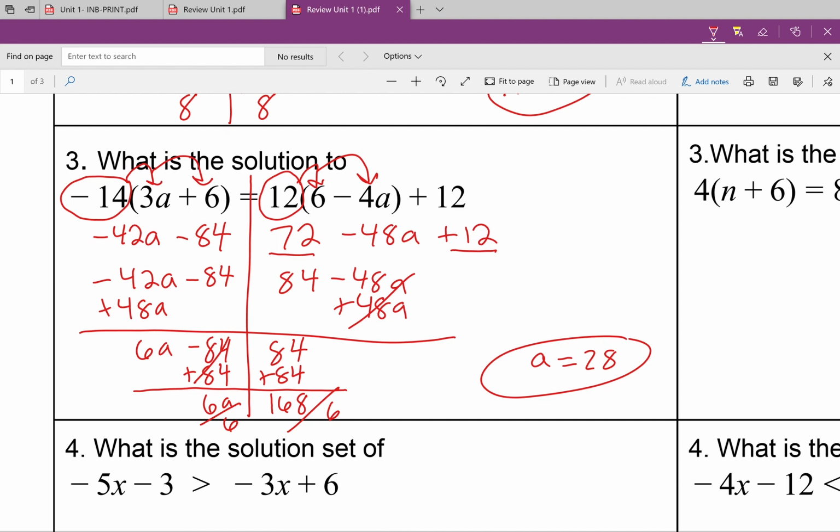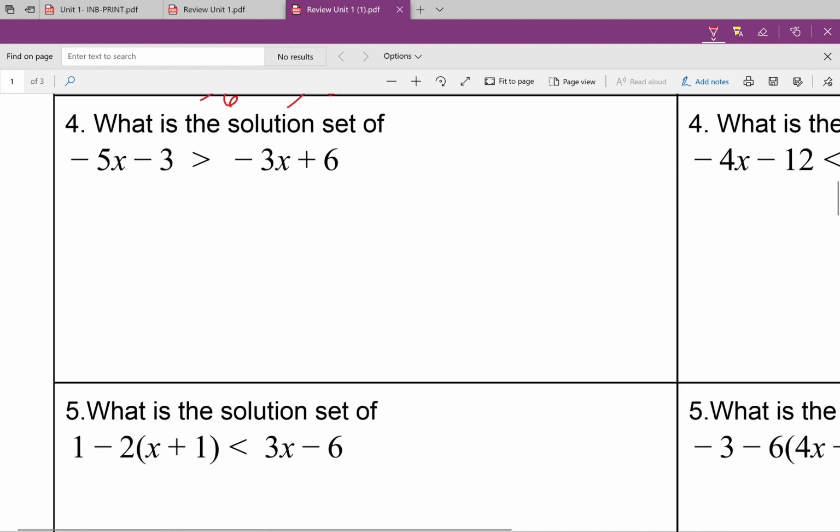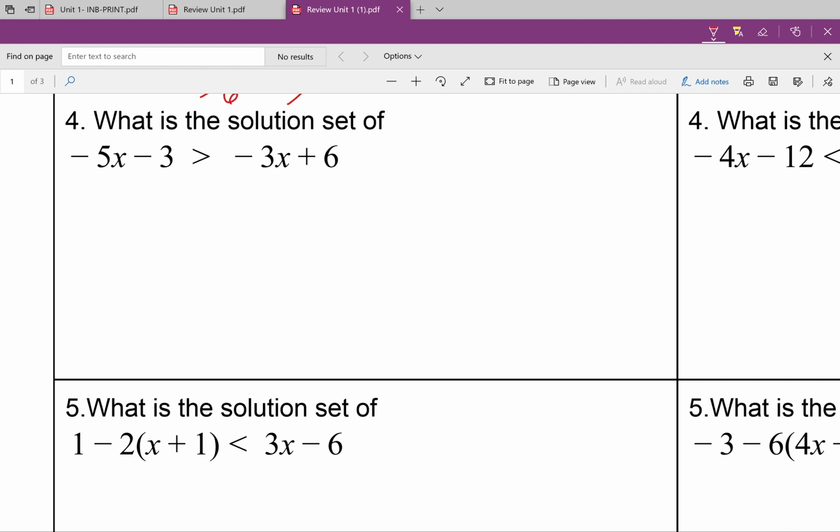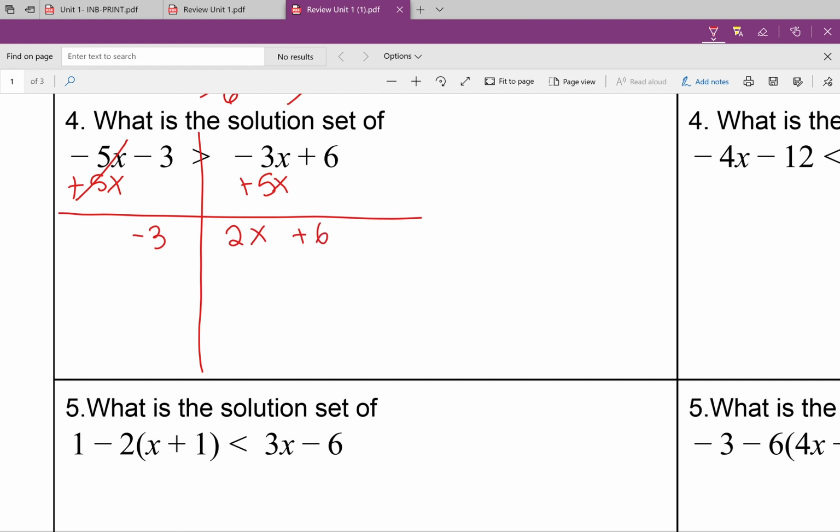Okay. So now let's look at number 4. Number 4 says what is the solution set of, and it gives us an inequality. Remember, we solve inequalities the same way that we solve multi-step equations. So I'm going to draw my line. My goal is to get all the x's to one side. So I'm going to go ahead and add this 5x over here. Add 5x. So that means these 5x's cancel, and I'm left with negative 3. And then negative 3x plus 5x is 2x, and then this plus 6. Then I'm going to subtract the 6 so I can move it over to the other side.